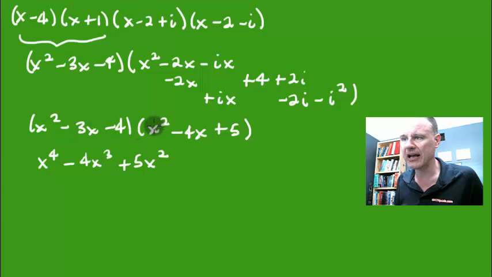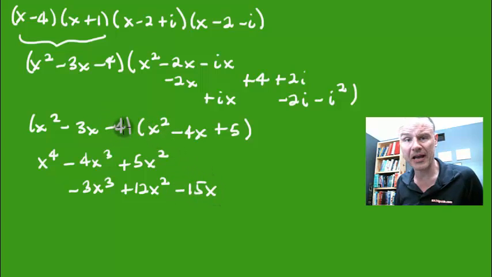Okay, let's take negative 3 now times all this. So negative 3 times x squared is negative 3x cubed. Negative 3x times negative 4x would be a positive 12x squared. Negative 3 times 5 would be a negative 15x. Now let's multiply the negative 4 times all that. So negative 4 times x squared is negative 4x squared. Negative 4 times negative 4x would be a positive 16x. And negative 4 times positive 5 would be negative 20.